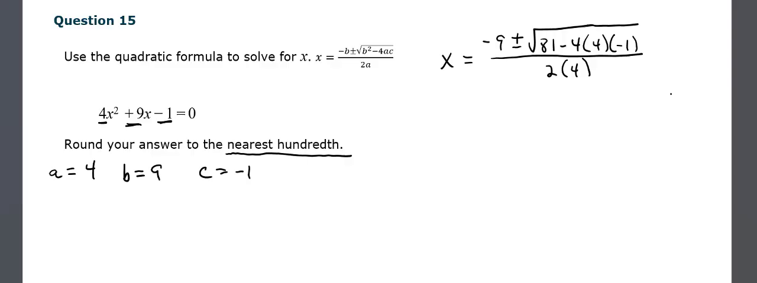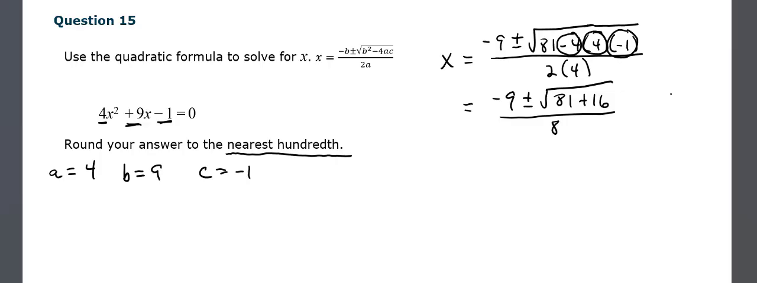Okay, so let's go ahead and simplify. So we'd have negative 9 plus or minus the square root of 81. And remember, we're going to take negative 4 times negative 1. So negative 4 times 4 is negative 16 times negative 1 is positive 16. And that's all over 2 times 4, or 8. Combining like terms, I have negative 9 plus or minus the square root of 97 over 8.